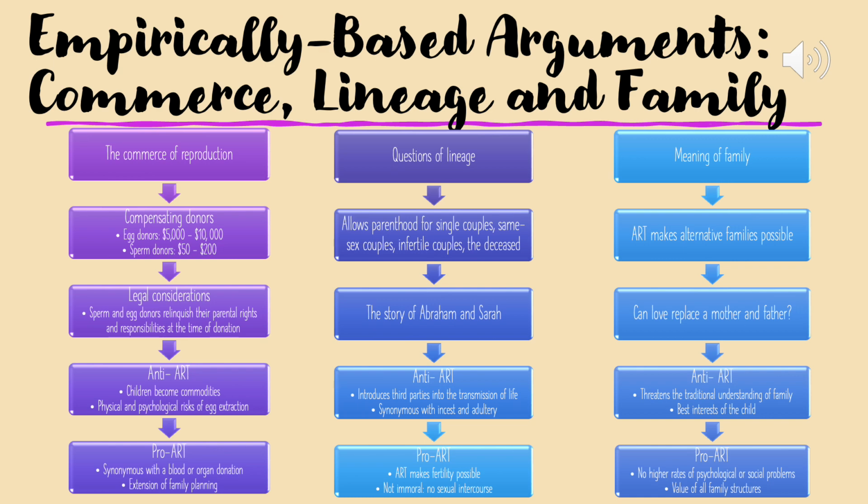And should family planning that is related to ART be different than family planning such as planning for your child's college education, putting aside money for diapers, etc.? The next area that brings up a question is the question of lineage, because ART allows parenthood for single people, same-sex couples, infertile individuals and couples, and even taking sperm or eggs from the deceased so that the living can have a child conceived with someone who is deceased.